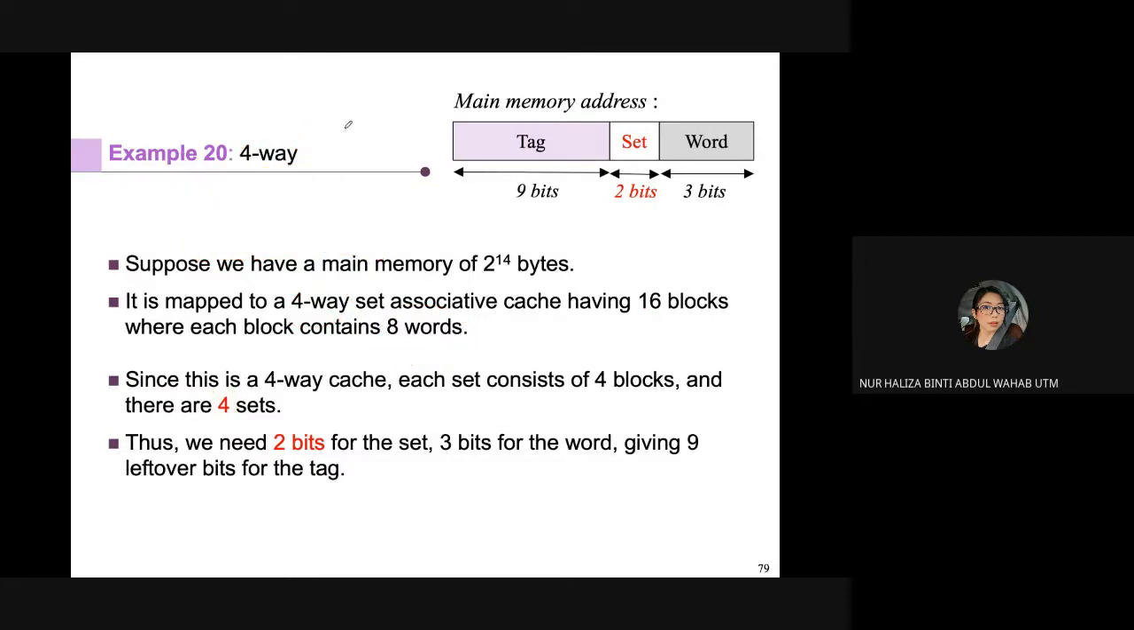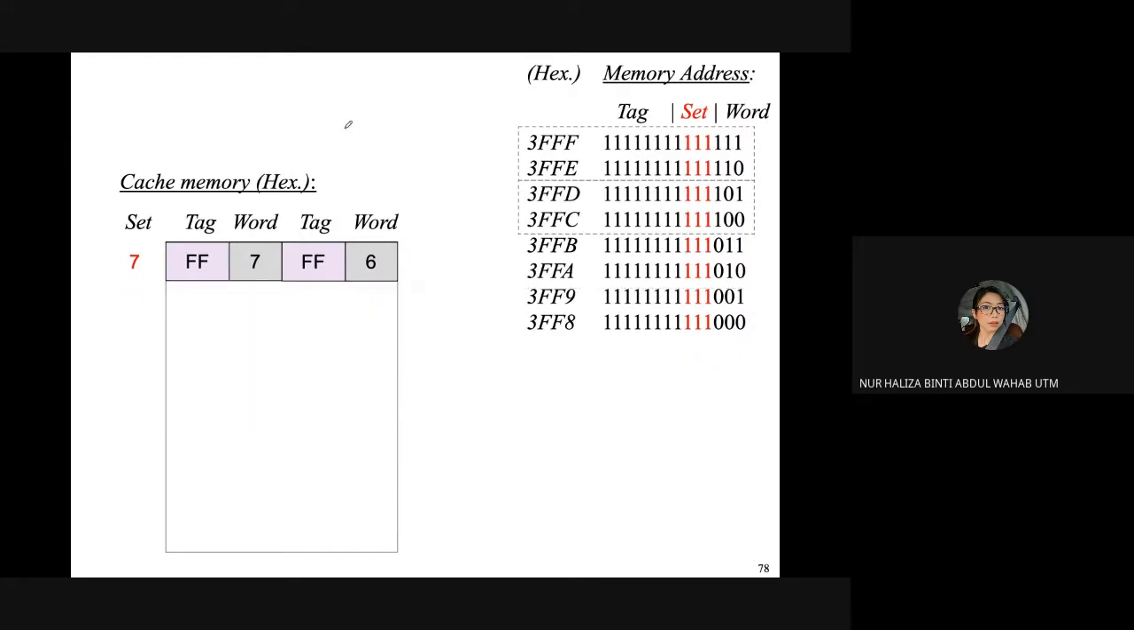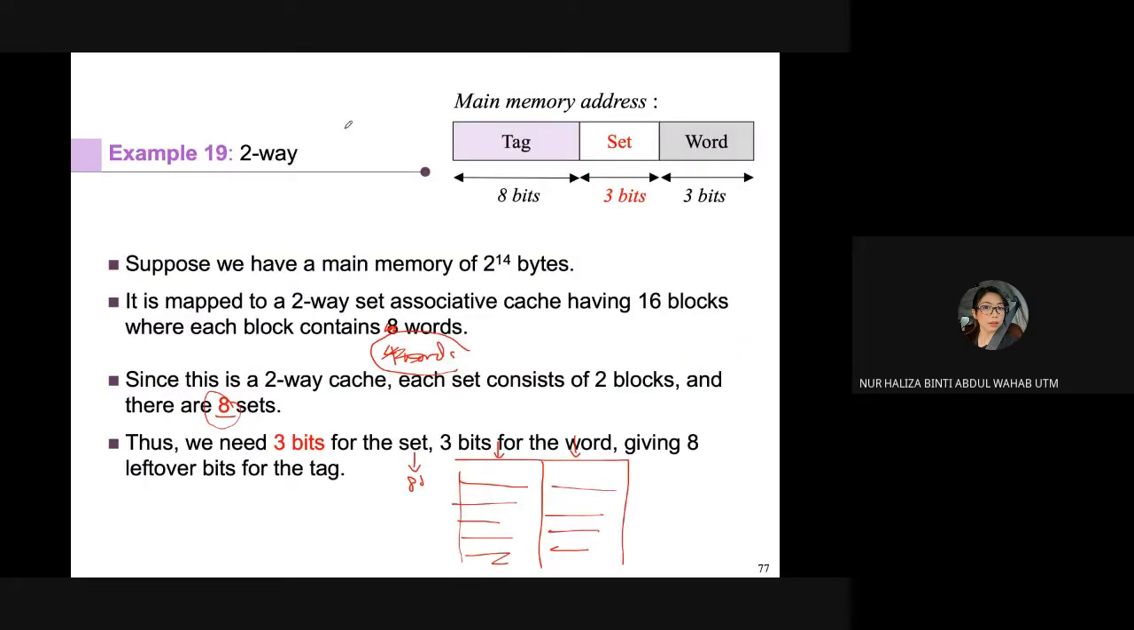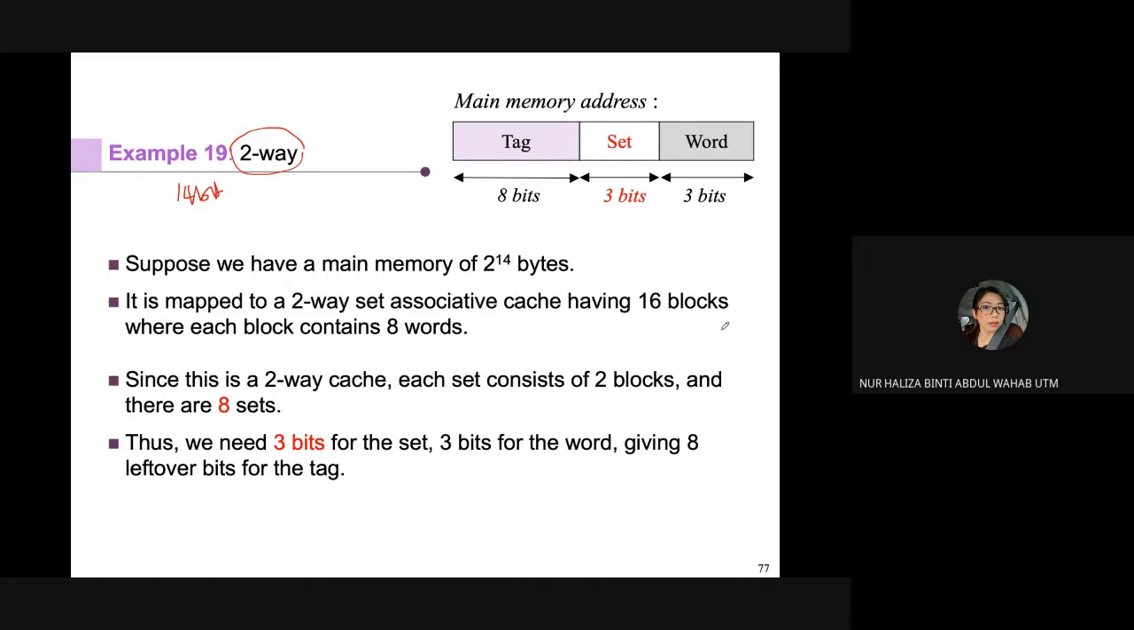So you can see, let's say you were given the example previously for 2-way. For 2-way over here, you were given the similar, which is 14 bits. You were given 16 blocks, but for 2-way, you're going to have only 2 blocks. 1 and 2. This is 2 blocks. And how many sets do you need to have? You need to have 8 sets. 8 times 2, you're going to get 16.